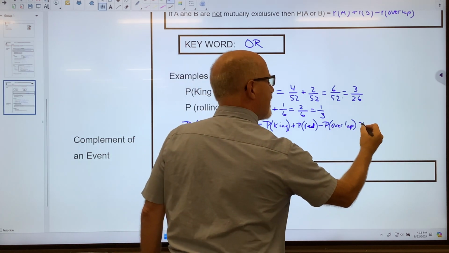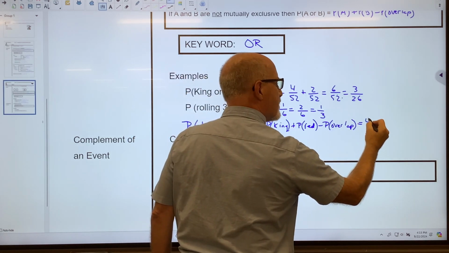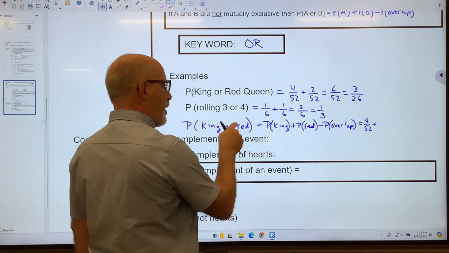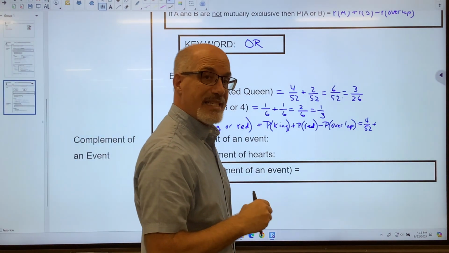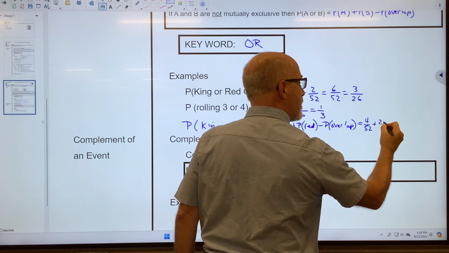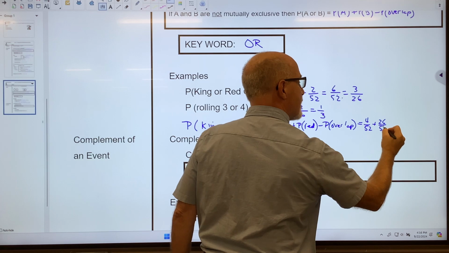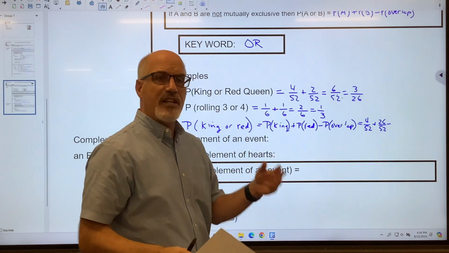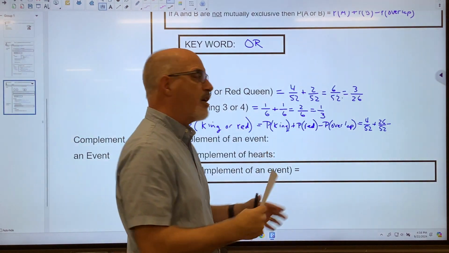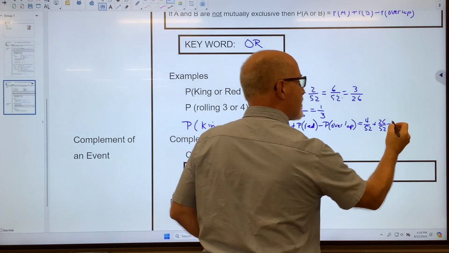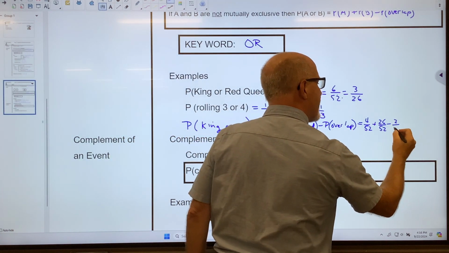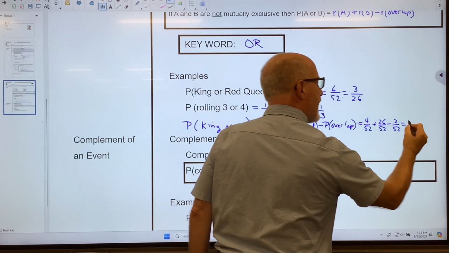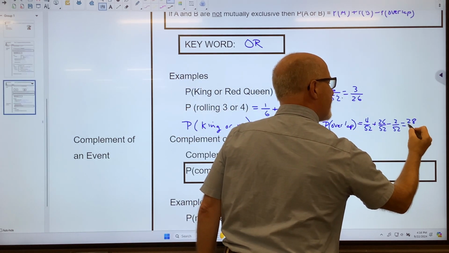So the probability of the king, again, there's 4 kings out of the 52 cards. We're going to add to it red card, there's 26 cards out of the 52. And then we've got to subtract the fact that we counted the red kings twice, here and there, so we've got to subtract it once. So we're going to subtract 2 red kings out of the 52. So it's going to give me a 28 out of 52.